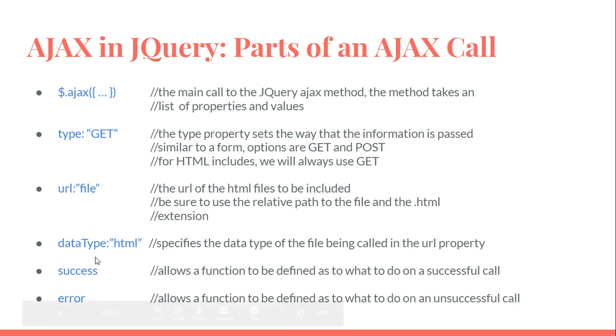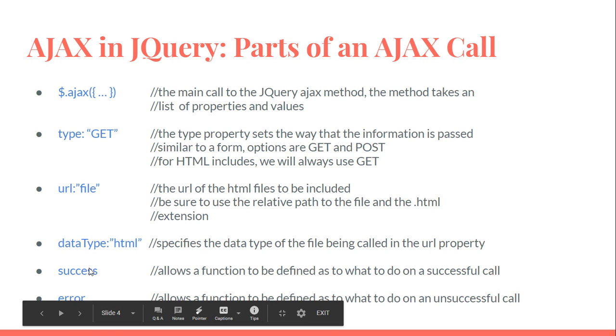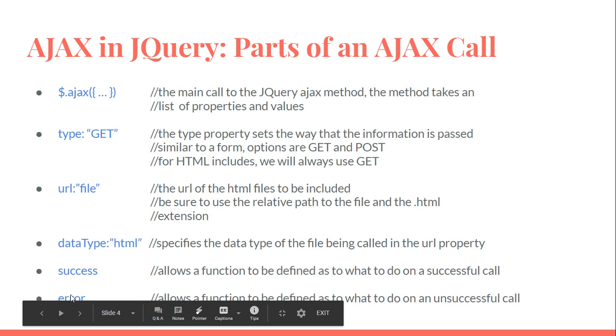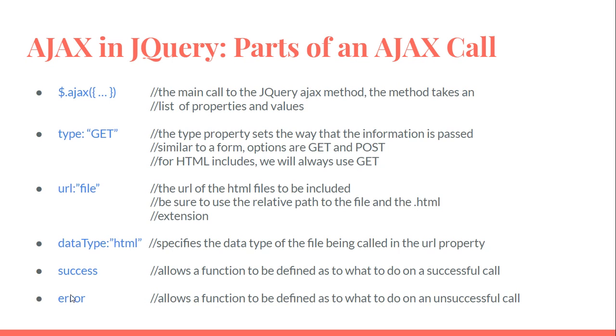The last two pieces then are what happens when the response comes back. Either we will have a successful AJAX call, which means it found the page, and then we write a function to do something with that, or we have some kind of connection error where we're unable to find the page, and we'll want to notify the user of that as well somehow.